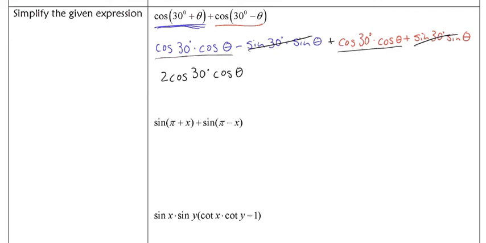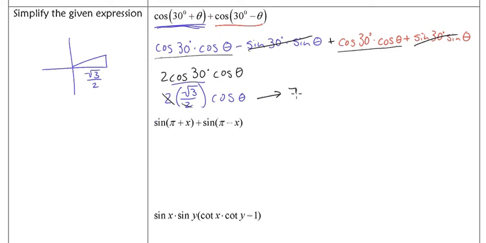Now cosine of 30, we can evaluate that one. Thinking of your unit circle, at 30 degrees, cosine is going to be the square root of 3 over 2. So this is 2 times the square root of 3 over 2, just substituting cosine of 30 degrees right here, times the cosine of theta, which gives us, well, 2 divided by 2 is just 1, and we're left with the square root of 3 times the cosine of theta. And make sure your square root ends at the 3, and then times the cosine of theta. All right, there's that one again.